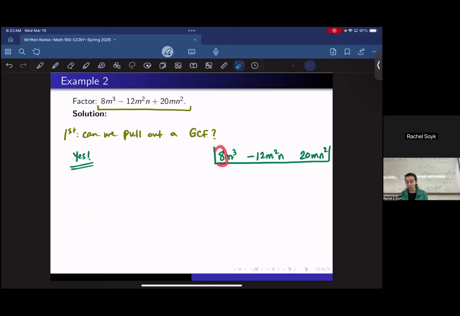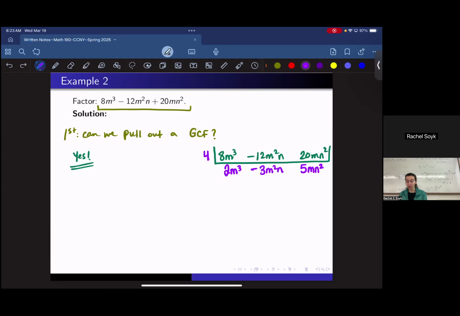What's a factor that we can pull out of 8, 12, and 20? Yeah, and when we pull out 4, we're left with 2m cubed minus 3m squared n, and then 5mn squared. And so now we can clearly see 2, negative 3, and 5 are relatively prime.